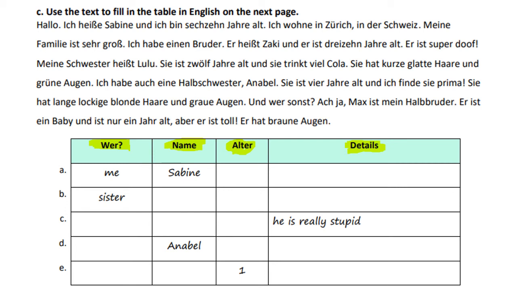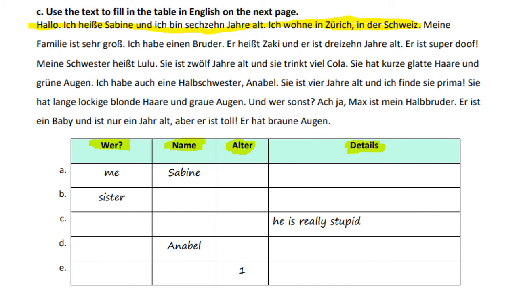So it starts off by saying, Hallo, ich heiße Sabine und ich bin 16 Jahre alt. All right. It then goes on to say, ich wohne in Zürich in der Schweiz. So there we are. That's shoddy highlighting, sorry. So that is, the first 2 have been filled in for us.